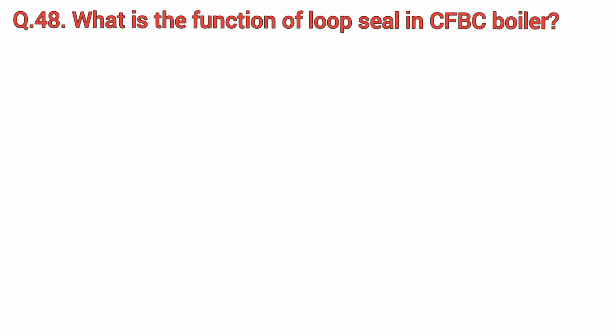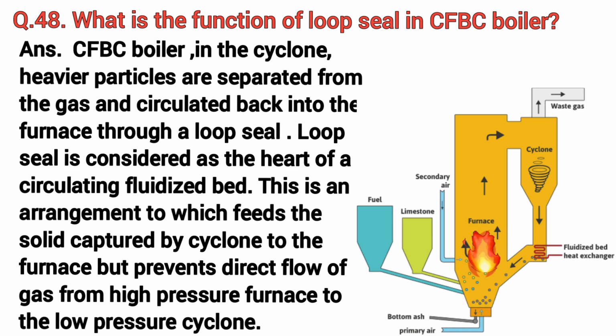What is the function of loop seal in a CFBC boiler? In a CFBC boiler, in the cyclone, heavier particles are separated from the gas and circulated back into the furnace through a loop seal. Loop seal is considered the heart of a circulating fluidized bed. This is an arrangement which feeds the solids captured by the cyclone to the furnace but prevents direct flow of gas from the high-pressure furnace to the low-pressure cyclone.